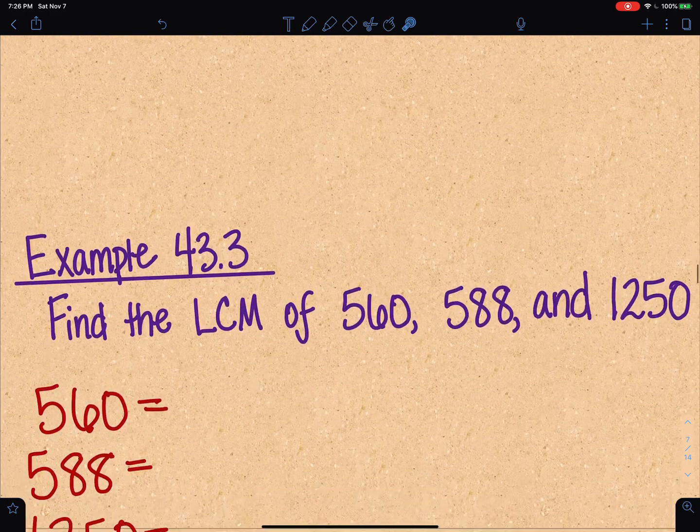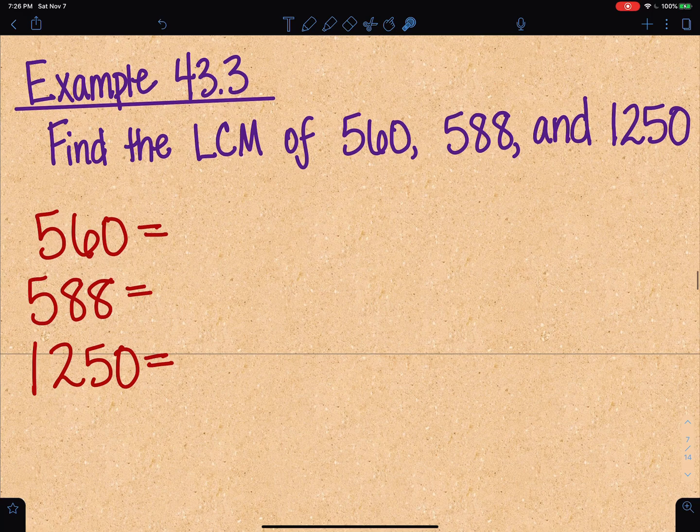All right, one more example, and then you get to put this to work. But don't skip this example, because you know how they get harder as they go. Find the least common multiple, the LCM, of these. Holy cow, these are big numbers right here, right? We've got 560, 588, and 1,250. Even though they're big numbers, don't be intimidated, because check this out.